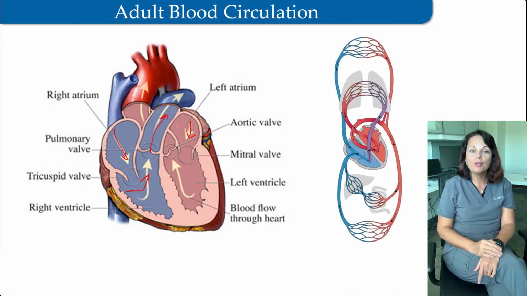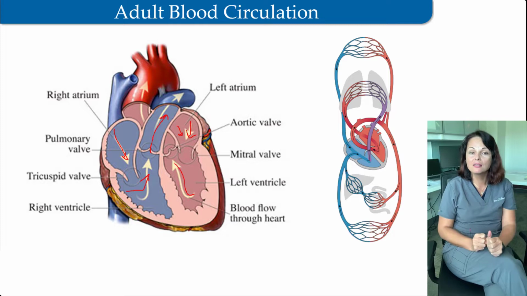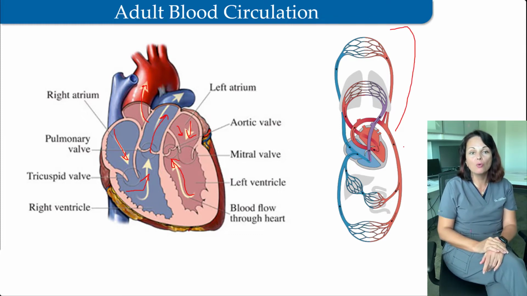The left atrium receives the well-oxygenated blood from the lungs. The left ventricle squeezes this blood to the aorta. Thus, we have two circles of circulation, the pulmonary and the systemic one.